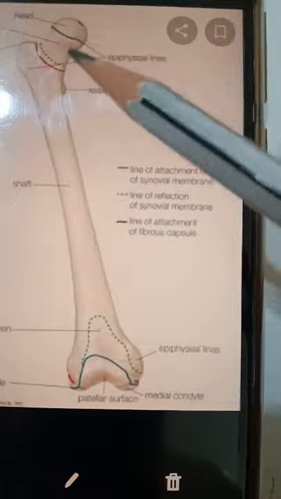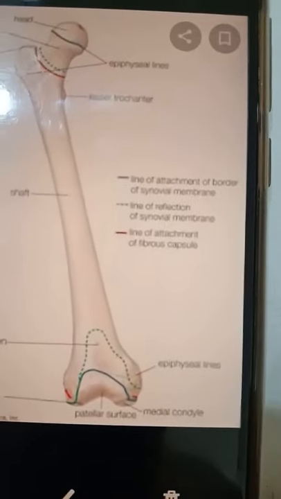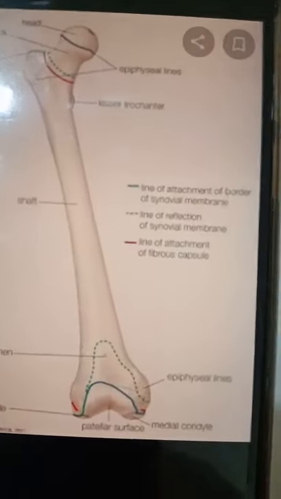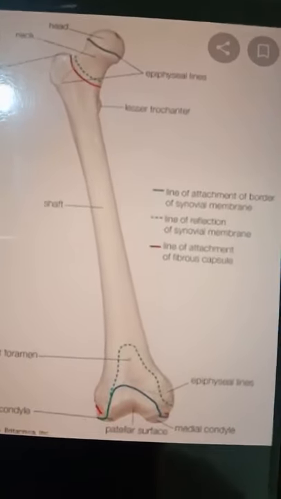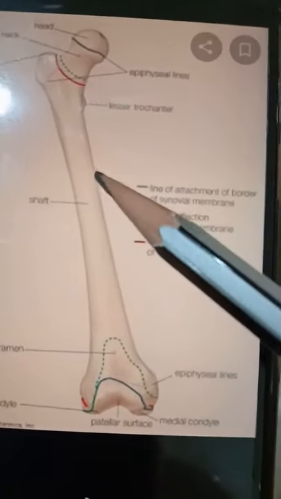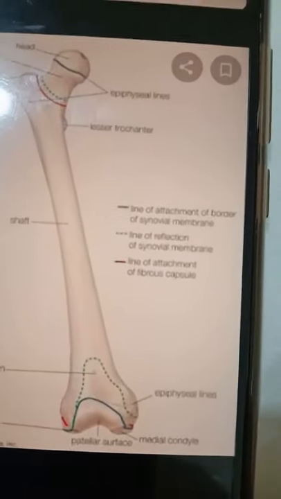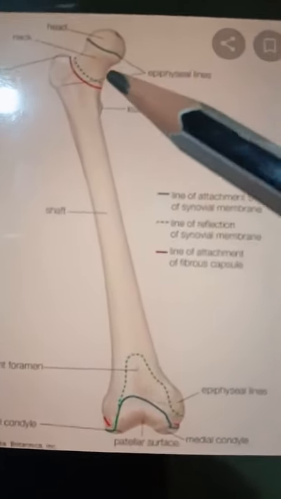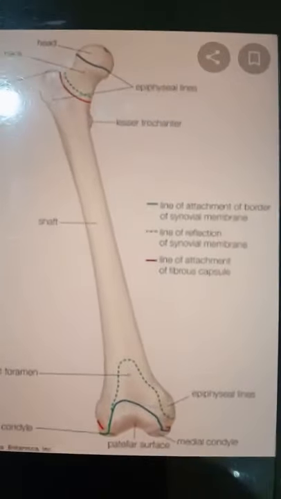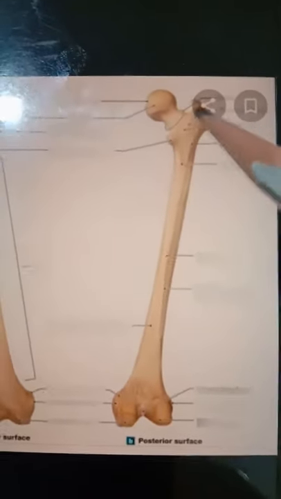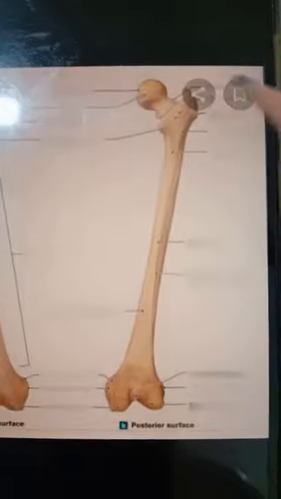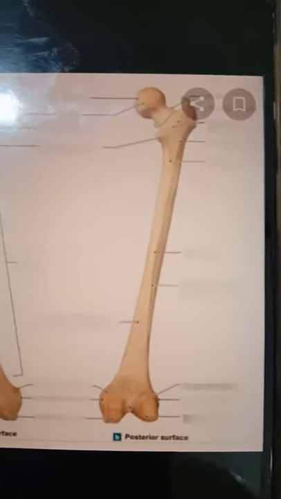Then this part is totally intracapsular. The articular cartilage of the head may extend to this surface. Then the posterior surface. The posterior surface is convex from above downwards and concave from side to side. And it meets the shaft at the intertrochanteric crest. So here in another diagram you can see the intertrochanteric crest. Then the posterior surface is crossed by a horizontal groove for the tendon of the obturator externus.